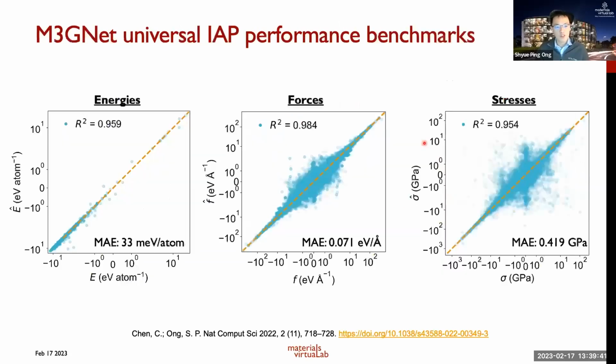Okay, so this is basically the result. These are some performance benchmarks. So in terms of energies, we can get to a mean absolute error of about 33 meV per atom. Very low, right? This is actually quite a nice error. Of course it's not as low as a custom fitted interatomic potential. Those you can get down to less than 5 meV per atom. But for a general purpose interatomic potential that works across the entire periodic table, this is actually a very good value, right? In terms of forces, we can get down to 0.07 eV per angstrom. We do slightly worse on stresses. The mean absolute error is about 0.419 gigapascal. Okay.